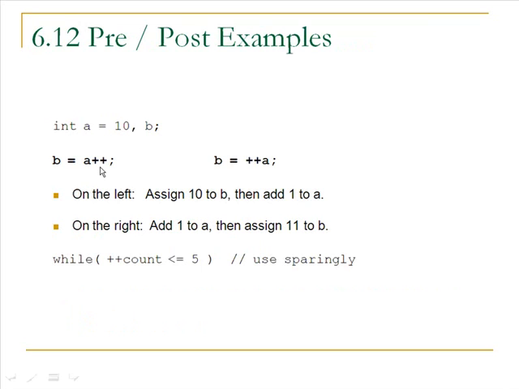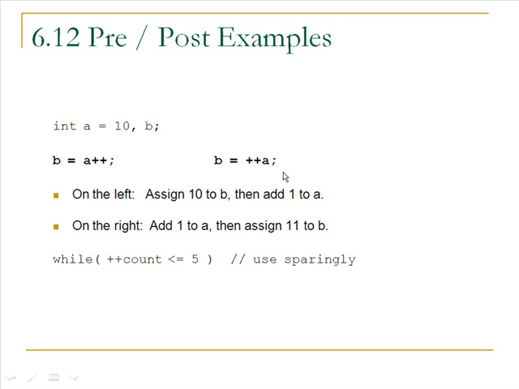B gets A plus plus. This is a post-increment. So the variable A has 10 in it, and when we say A plus plus, when does the A become 11? It becomes 11 after everything else, including the assignment. So B gets the value 10, and then A becomes the value 11.